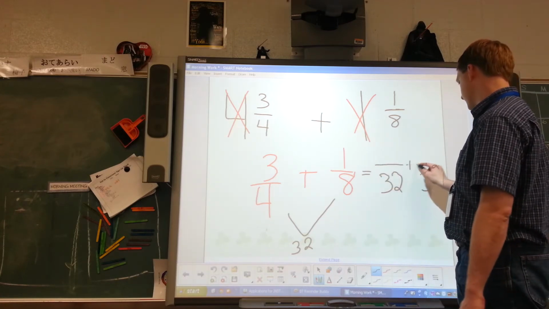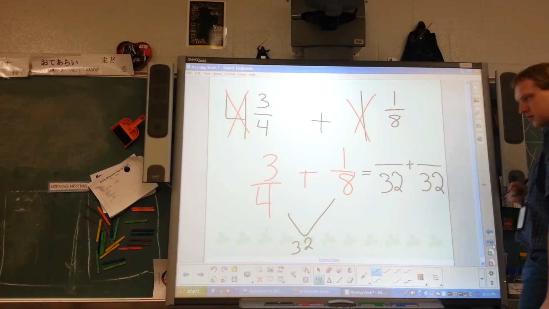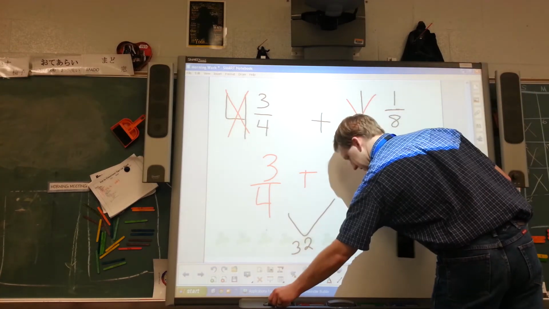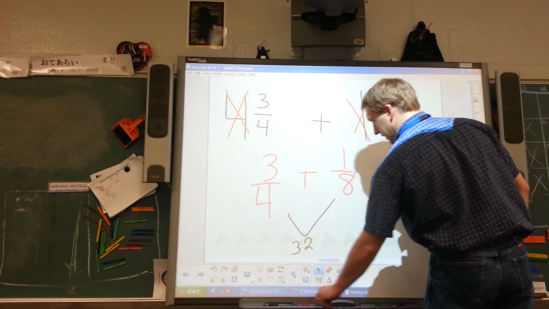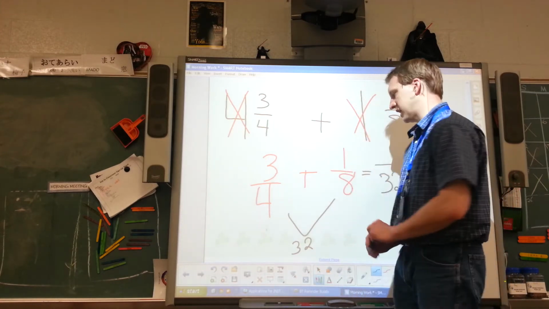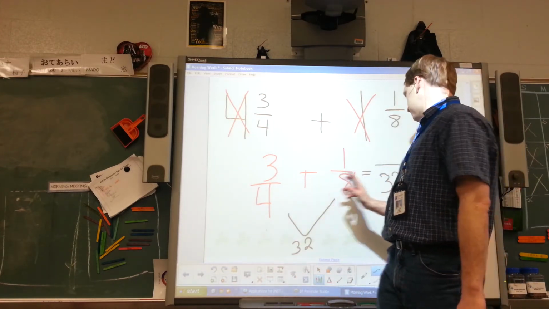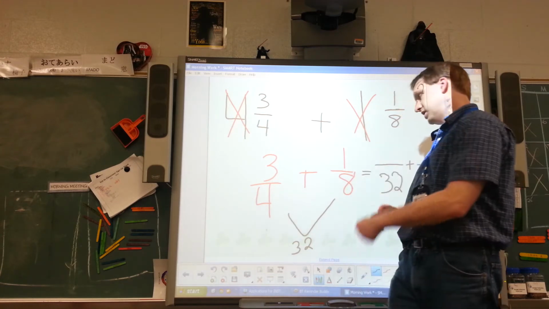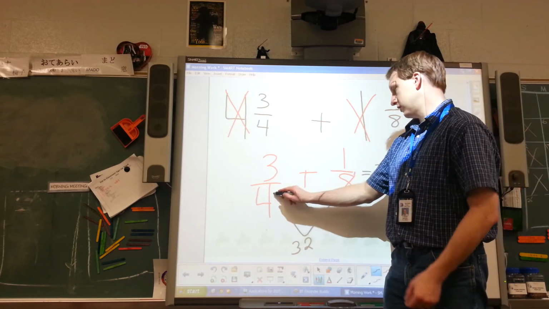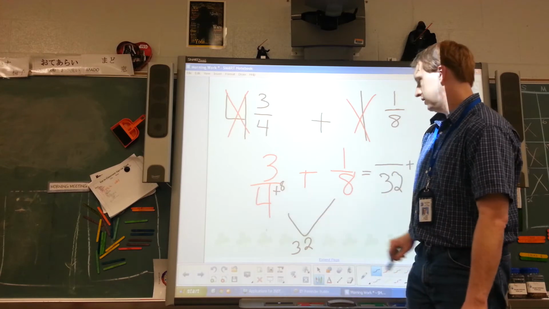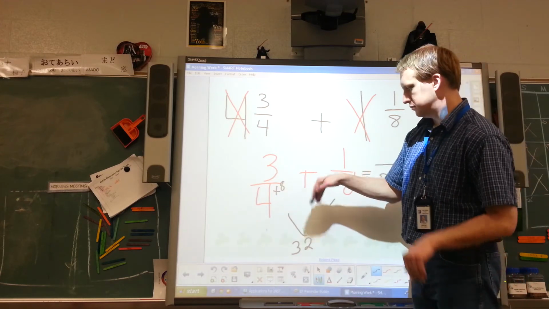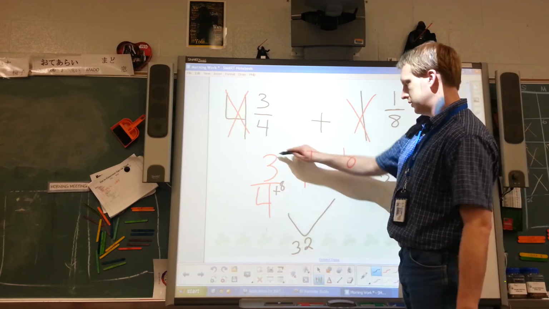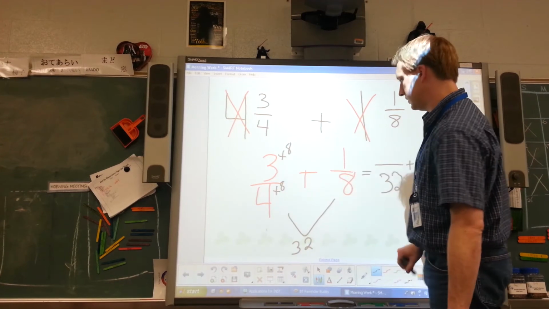And you're adding, so we're adding. Okay, so what times 4 is 32? We have to go from 4 to 32. It's the same fraction, but the numbers are going to be different. So 4 times 8 is 32. So if I do that to the bottom, I do it to the top. Times 8. Anything I do to one, I do to the other.